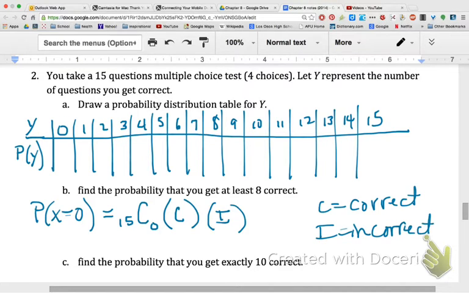And so on this first one, I'd have 0 correct and 15 incorrect. And then I'd go back and I'd put in the probabilities for each one of those. And of course, the probability that I get it correct, if I guess, is 1/4, because there were 4 choices. And the probability that I get it incorrect is 0.75. And so I would do each one of these individually. But that's going to take a long time to do all of those by hand.